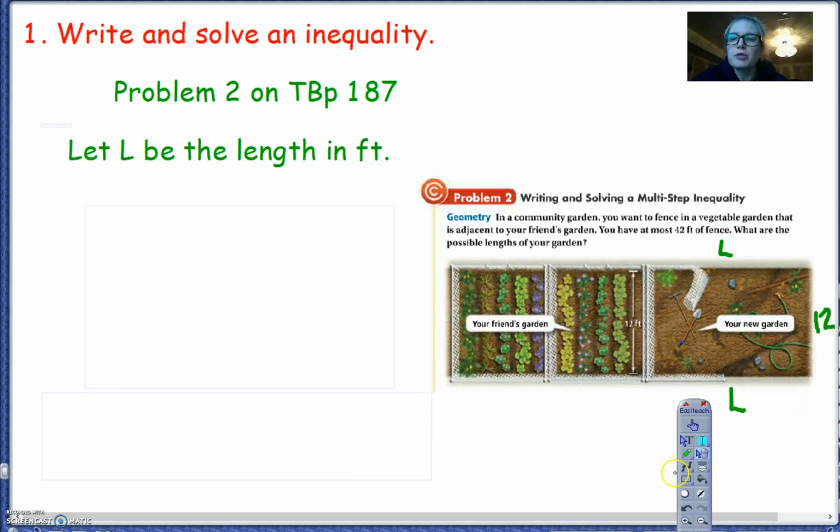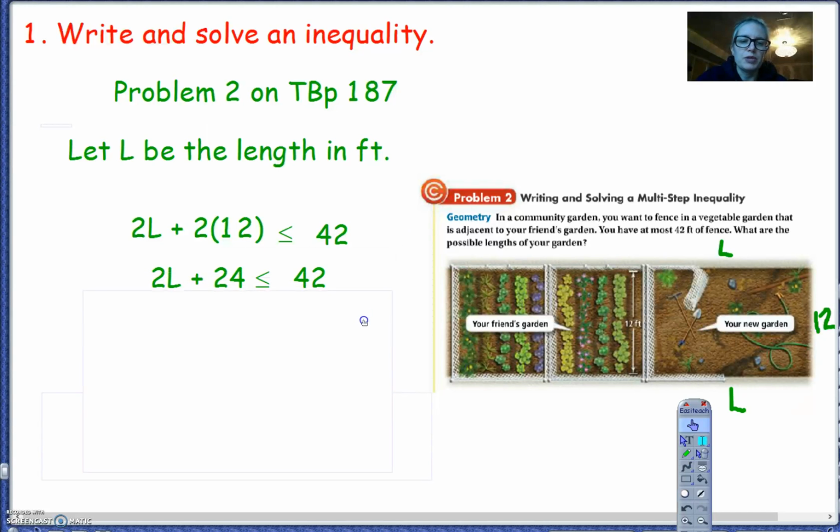And then from there, we should be able to write an equation using our perimeter formula. 2 times our length, 2L, plus 2 times 12 has to be less than or equal to 42 because we have at most 42 feet of fence. Okay, we solve this, we multiply, subtract the 24 over to both sides, and then we're going to divide by 2, and we should get that our length is less than or equal to 9.